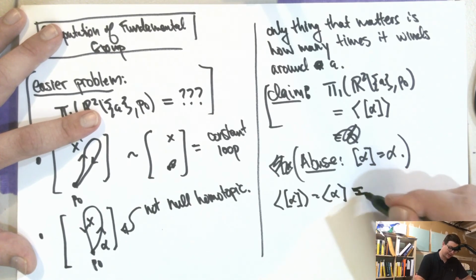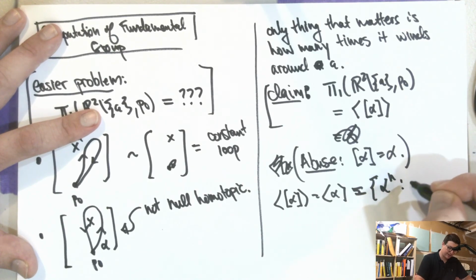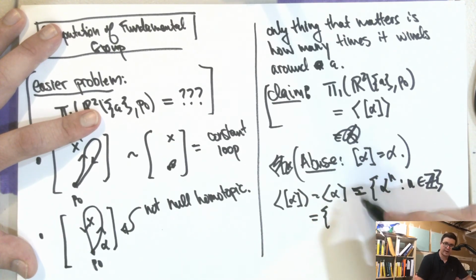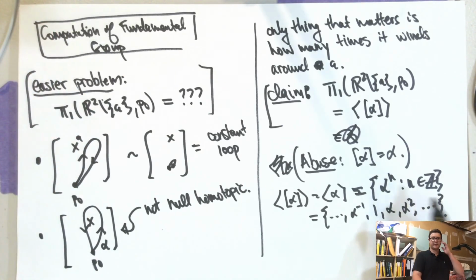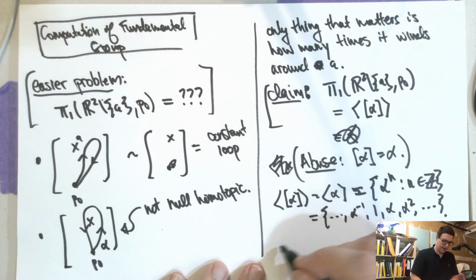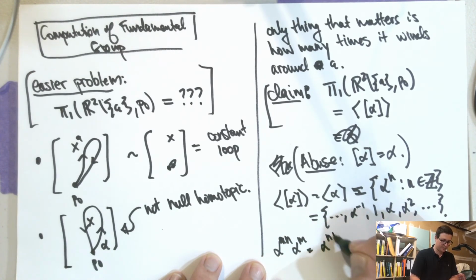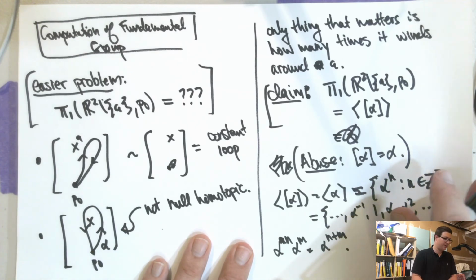This thing is the set of alpha to the n for n an integer. So it's equal to dot dot dot alpha to the -1, the identity, alpha squared, dot dot dot like this. These are all the elements, and alpha to the n times alpha to the m is alpha to the n plus m. So this group is actually isomorphic to the integers under addition.